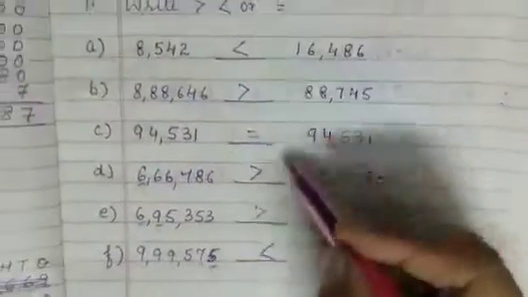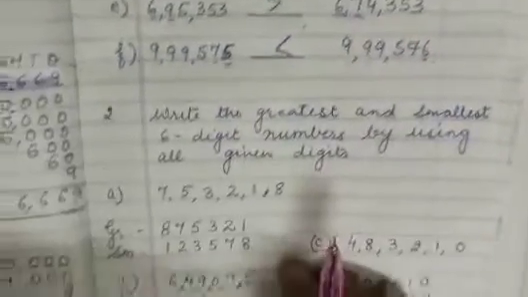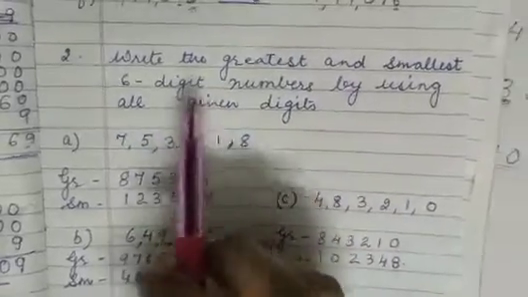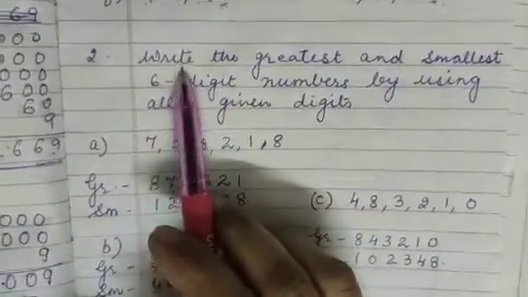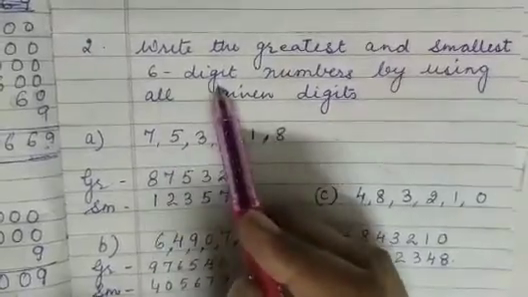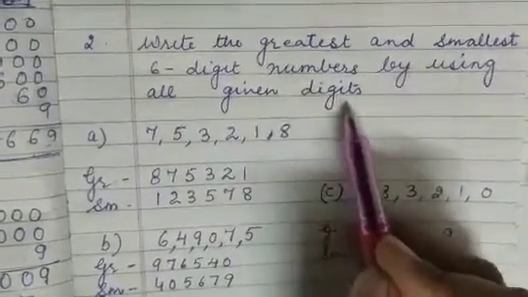I hope you have understood how to compare the numbers. Now question number 2. Just see the heading very carefully. Write the greatest and smallest 6-digit numbers by using all the given digits.